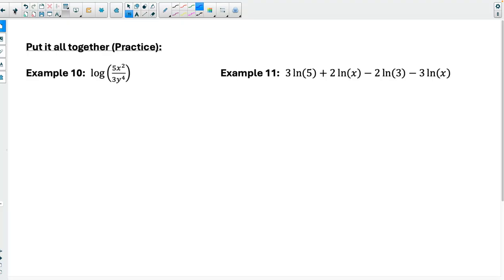Now we practice. So we're going to break these things apart. Example 10. How do I break that thing apart? What do you think, Aiden?